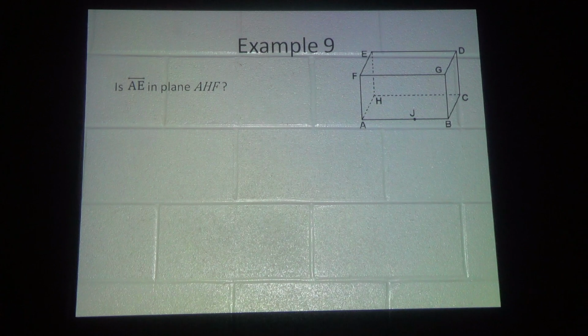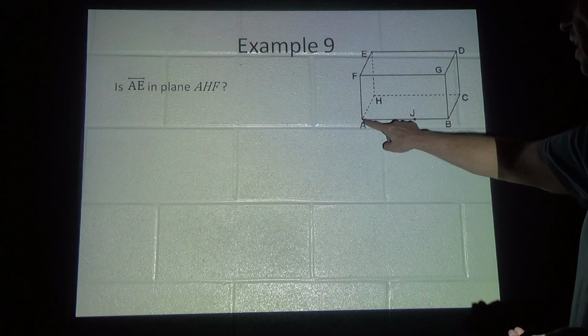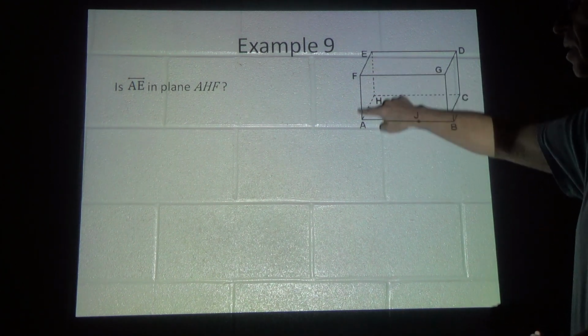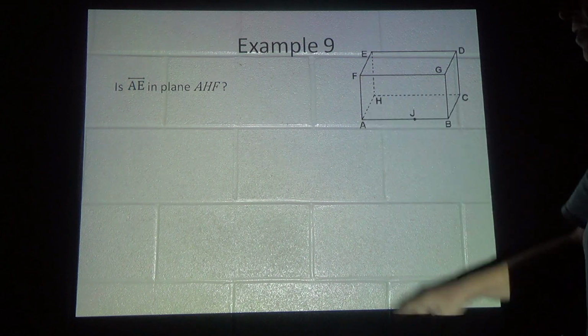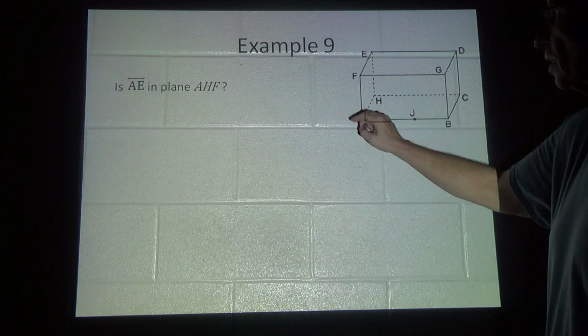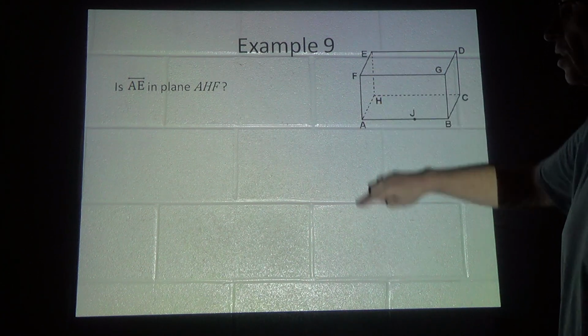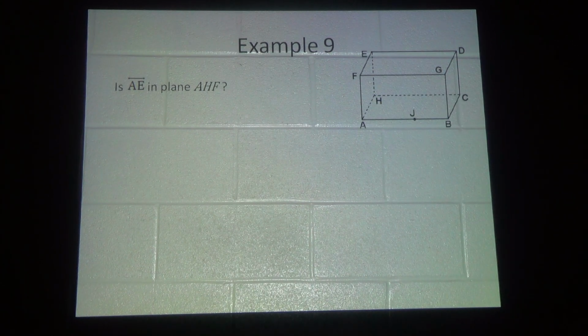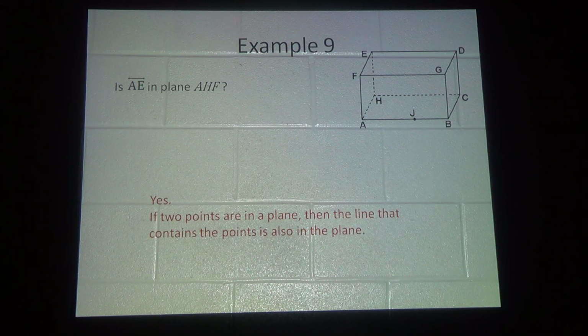Okay, example 9. They want to know, is line AE in plane AHF? Okay, AHF is this plane that's on this end of the box, and AE goes across that end of the box. So the answer to this would be yes. And once again, if 2 points are in a plane, then the line that contains the points is also in that plane.